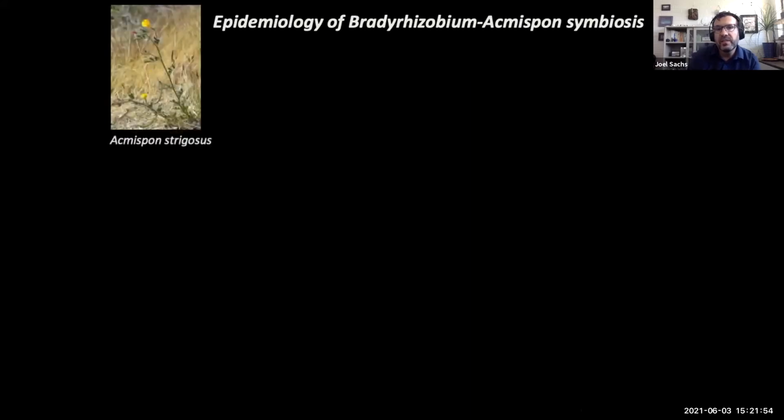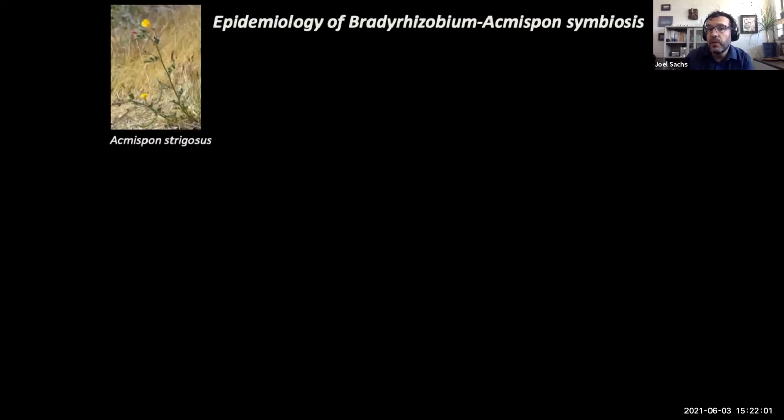To test this question, we decided to first study it in a natural population. What we wanted to do was try to understand the degree to which this cheating phenotype evolved in systems that were unmanaged, that were not affected by human intervention. We decided to study a relatively widespread plant species, Acmispon strigosus.